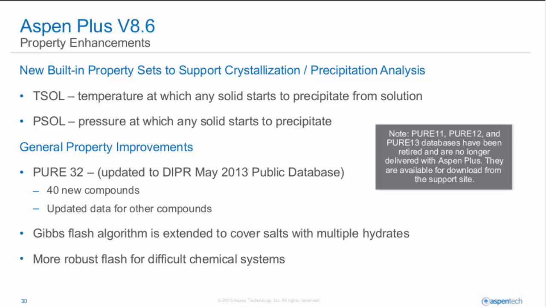With the most recent version, in line with our work in solids modeling, we've introduced new physical properties to calculate the precipitation points. These are analogous to the bubble points or the dew points, except this is the point where in a liquid solid system you get the first cloudiness or first incipient precipitation. We've also done work on our flash models to make them more reliable and robust, especially for difficult chemical systems like multi-phase systems with electrolytes and complex phase equilibrium.